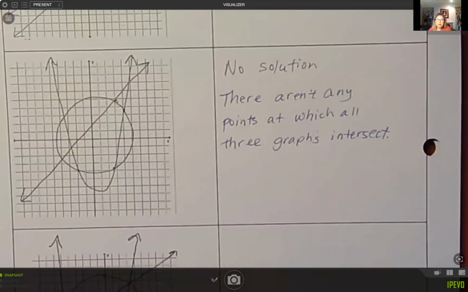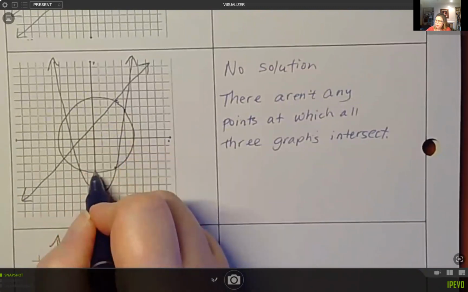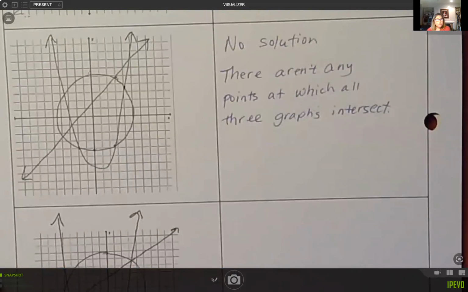Each input does not have a unique output. So for example, at x equals 0, the circle would be here and here. It would have two values. Okay, so it's not a function. It's just an equation or relation. Okay, so no solution there.